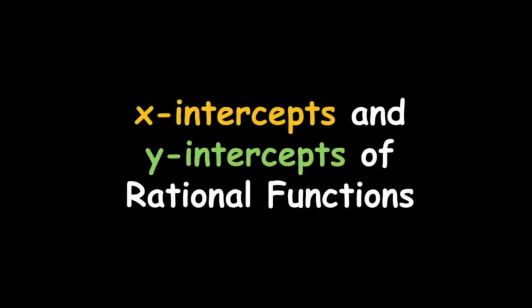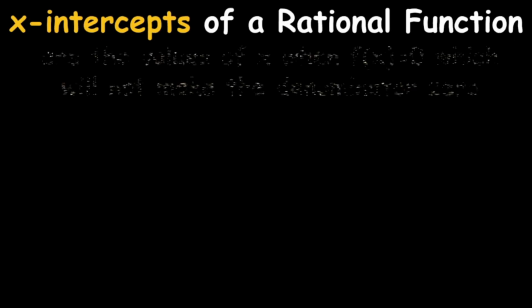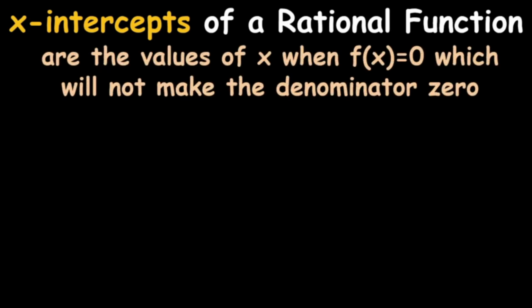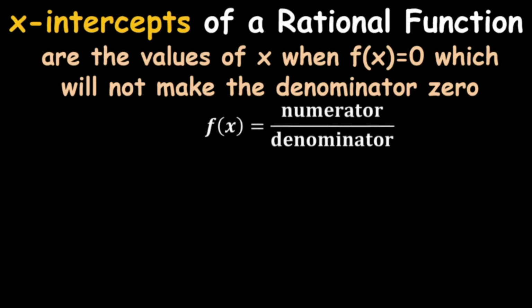X-intercepts and Y-intercepts of rational functions. The x-intercepts of a rational function are the values of x when f of x is equal to 0, which will not make the denominator 0. Suppose we have a rational function f of x is equal to numerator over denominator.